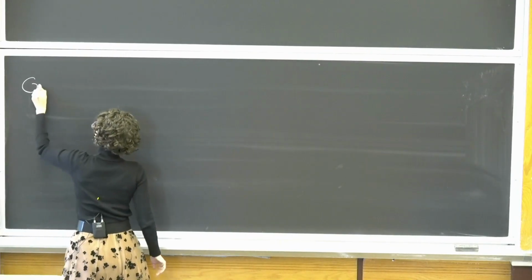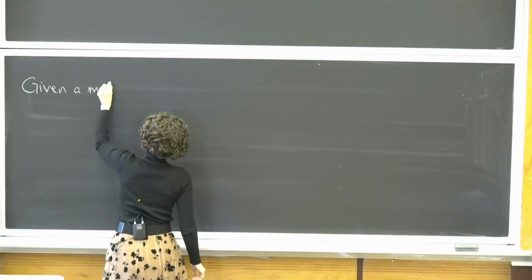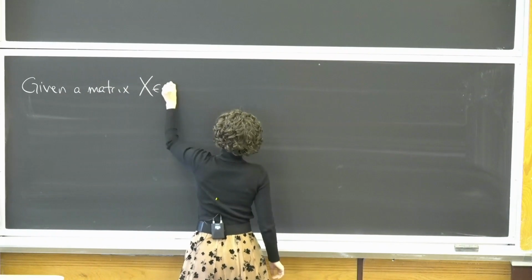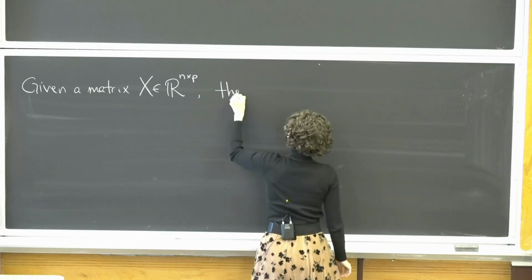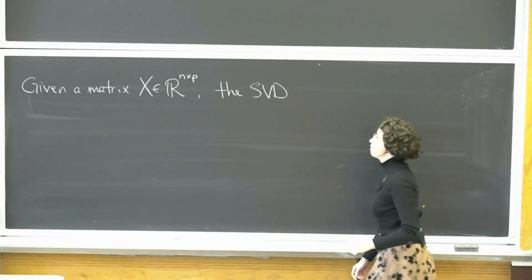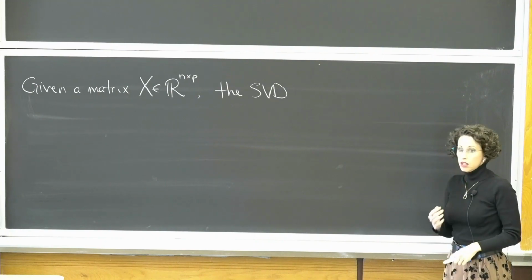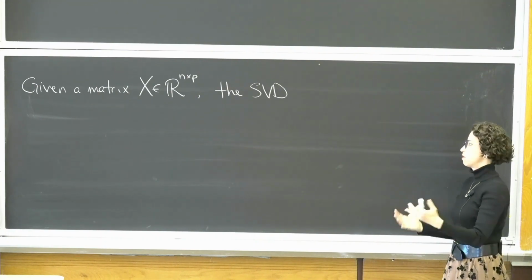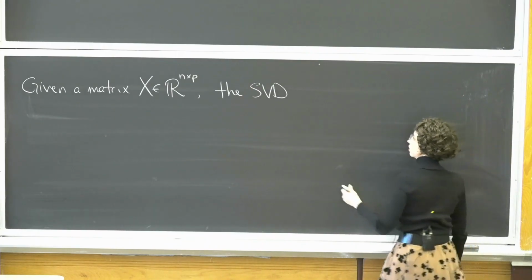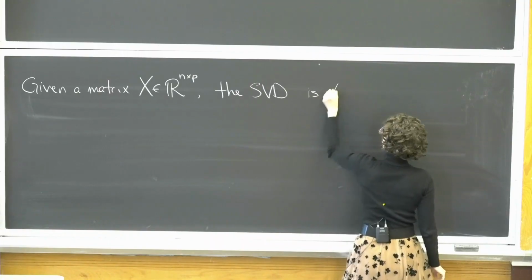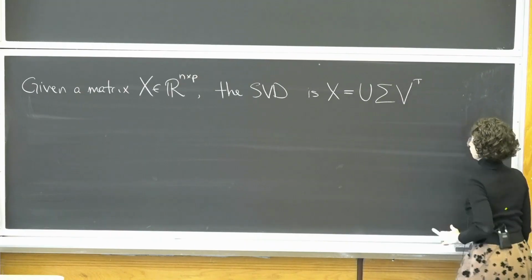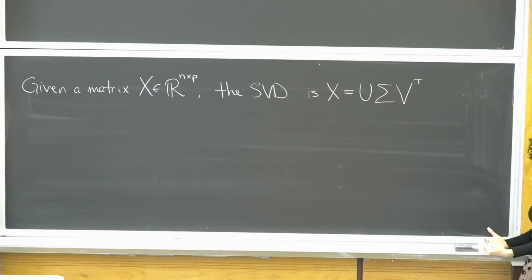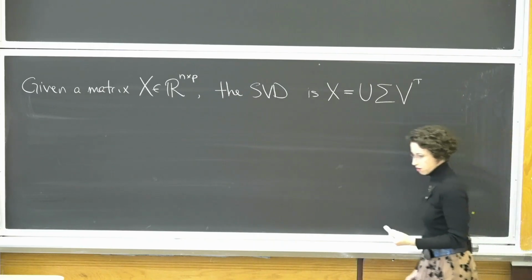All right, so given a matrix X that is n by p, the singular value decomposition, which we write as SVD, is a set of three matrices where when we multiply them together, we get X. So I'm going to write this as X is equal to U sigma V transpose. So I'm factoring this matrix X into 3 new matrices that have important properties.